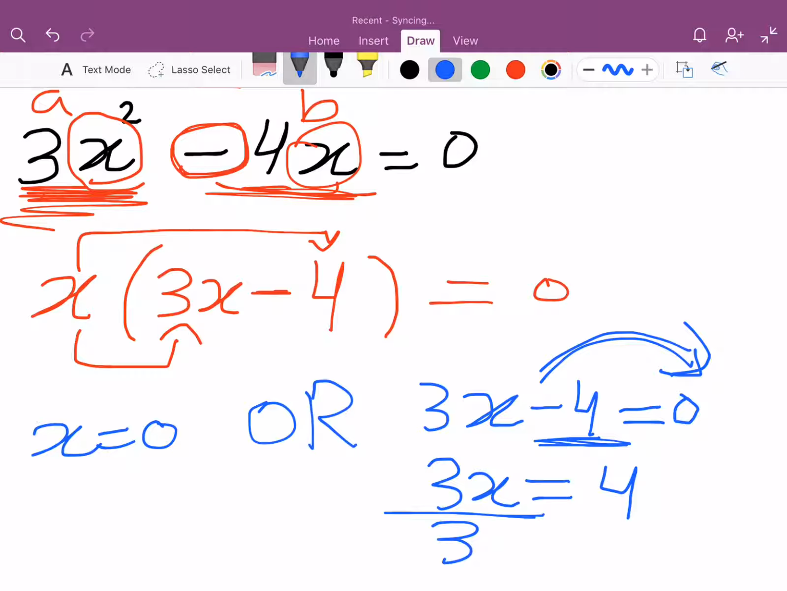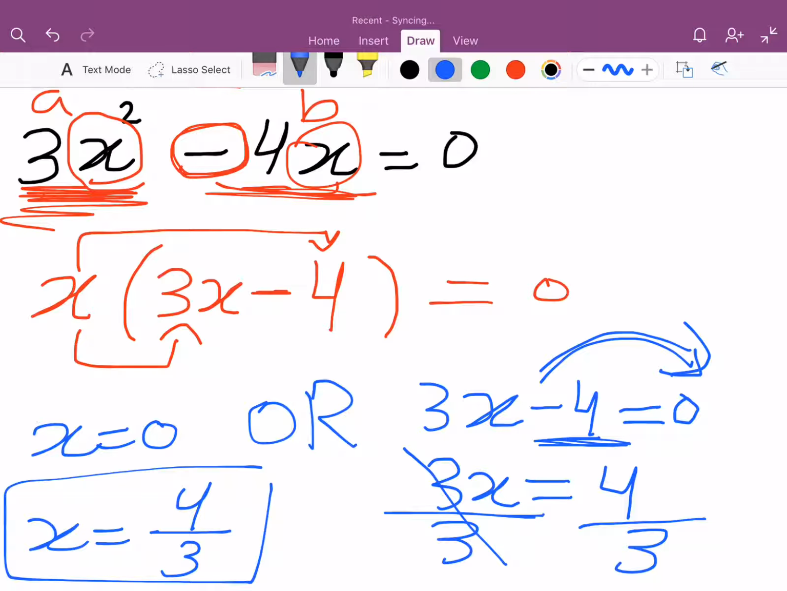Divided by 3, so x equals 4 divided by 3, and I have x equals 0.